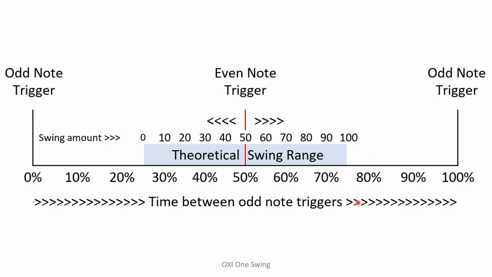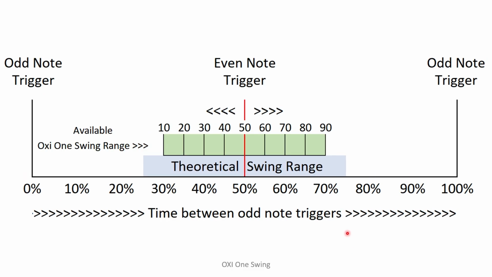I call this the theoretical swing range because although it is the scale that the OXI uses, we can't actually move even notes the whole way to the beginning of the theoretical swing range. The firmware restricts swing values to a minimum of 10 and a maximum of 90. So here we can see the available swing range in green above the theoretical swing range in blue. These are the swing values that OXI lets us set.